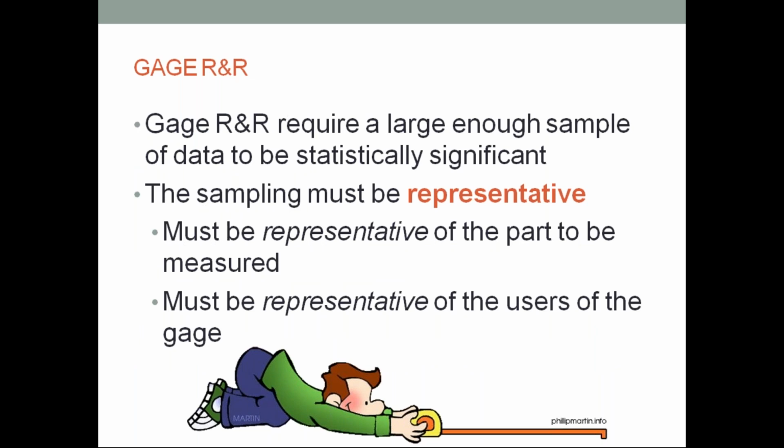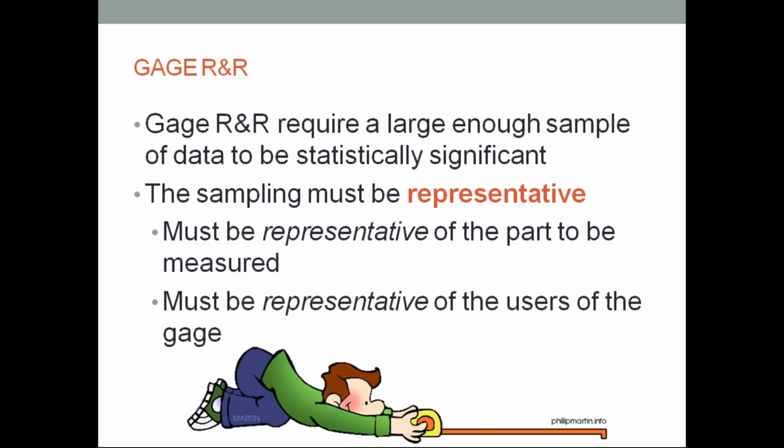The sampling must be representative. It must be representative of the part to be measured and representative of the users of the gauge. Now, this is really key. The parts must be representative of what you're going to measure. A lot of people say, well, I'm going to use gauge blocks because it'll make it really easy, because I can get the variation I need from a gauge block.